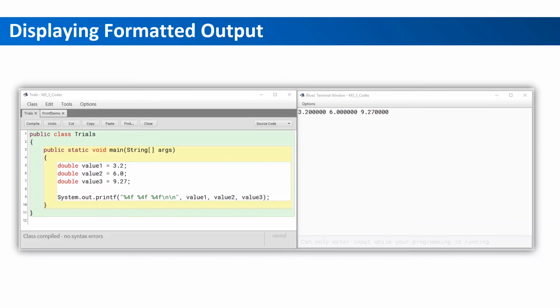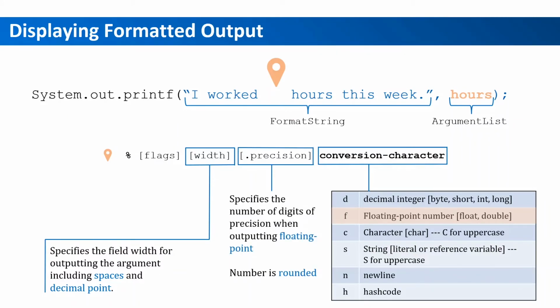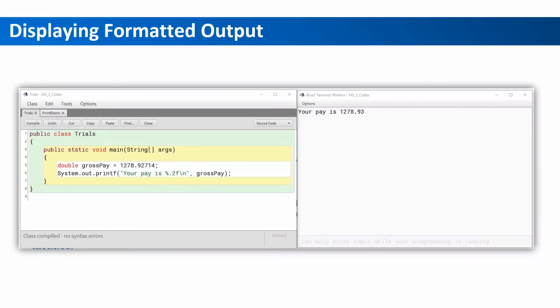To control the decimal places, we need to use the precision field, which is a period followed by a number. The number specifies the number of digits of precision. Notice also that it will round the number. Here is an example with the precision set to .2. This way, it's printing only 2 decimal places. Also notice that it rounded the number to 3 since the next digit is 7.